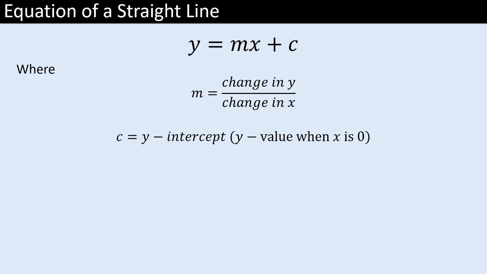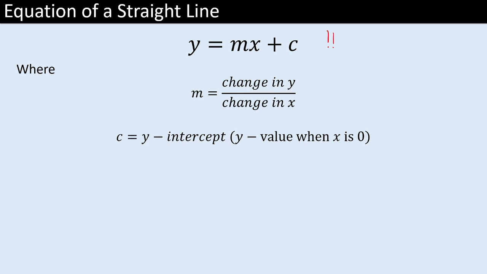Okay, this is the form of a straight line equation. y equals mx plus c. You need to know that. M is our gradient, our change in y divided by change in x, or how many we go up for every 1 unit we go across. And the c at the end, that is our y-intercept, or our y value when x is equal to 0.